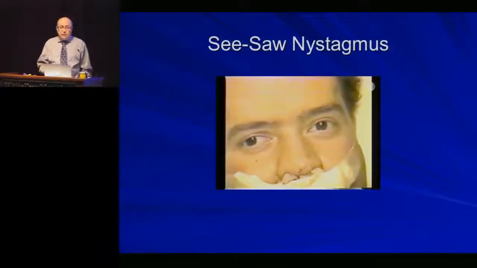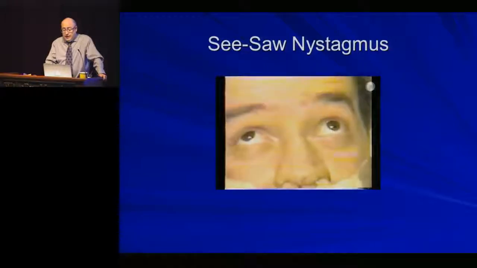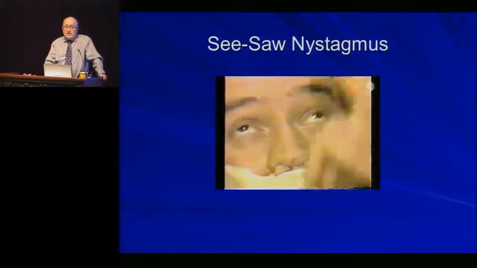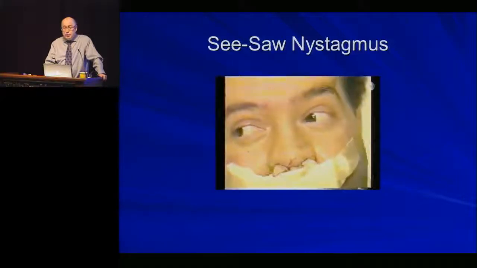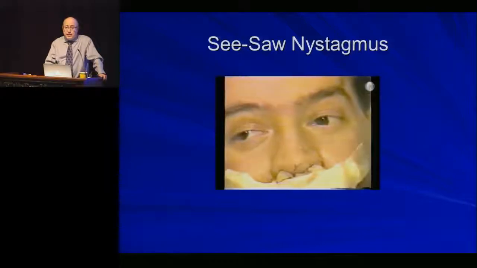This is not common, but we see it with lesions of the chiasm. And this is the pendular variety. If you see a jerk nystagmus that's seesaw, then it's in the midbrain. Okay? Most of these patients have a complete bitemporal hemianopsia.